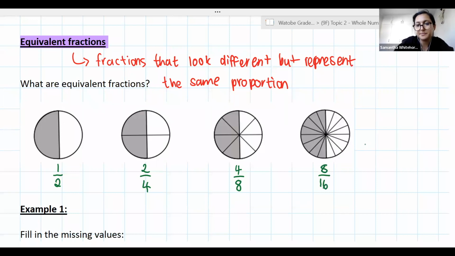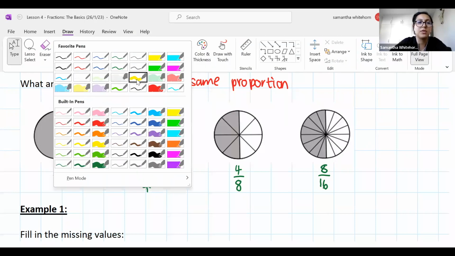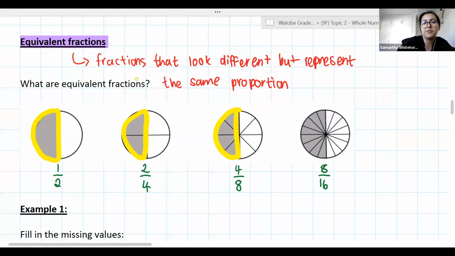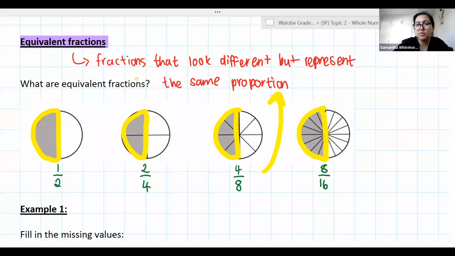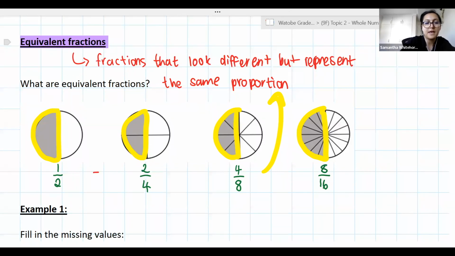Excellent. Well done. So we've got all of these fractions here, but if we have a look at what portion of the whole they're representing, we can see that in each case, it's half the pizza or half the pie. Like we said, all of these fractions look different. We've got a half, 2/4, 4/8, 8/16, but they actually all represent the same portion of the whole. And so these are what we call equivalent fractions. They actually are all equal to each other.